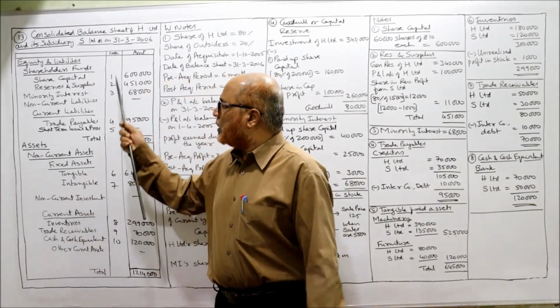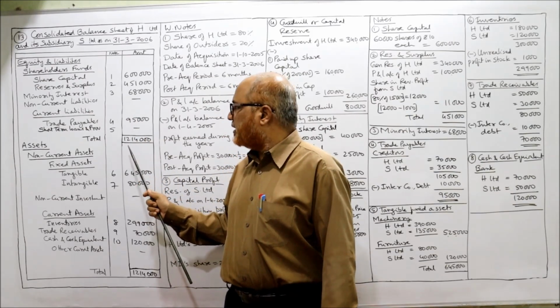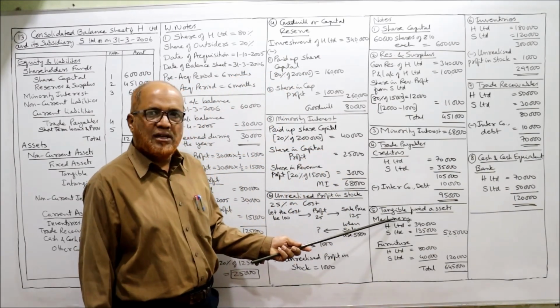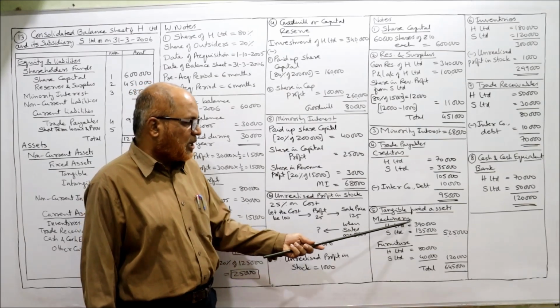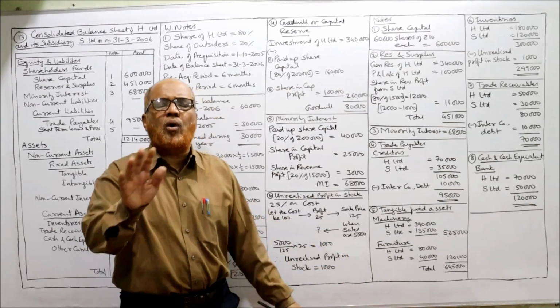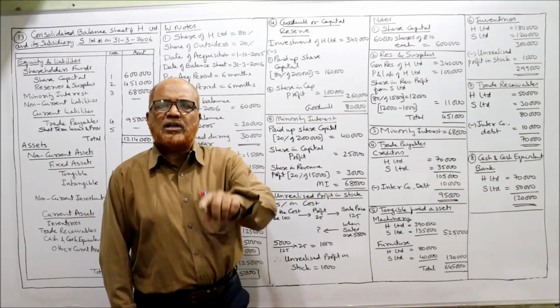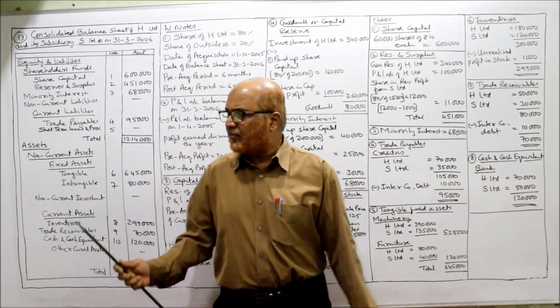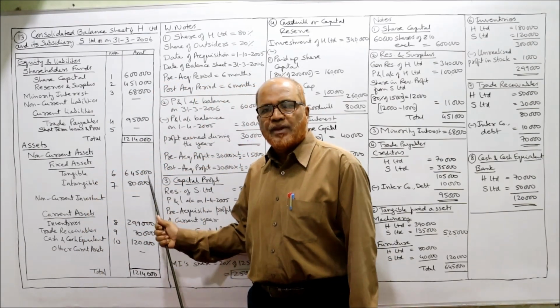So we have completed all the items of the liability side. So liability is 12,14,000. Now come to the asset side. Tangible fixed asset: machinery H Limited, S Limited, furniture H Limited, S Limited. Take the total. No adjustment, nothing. Whatever amounts are given in the balance sheet, the same amounts I have taken. So 6,45,000 is the tangible fixed asset.